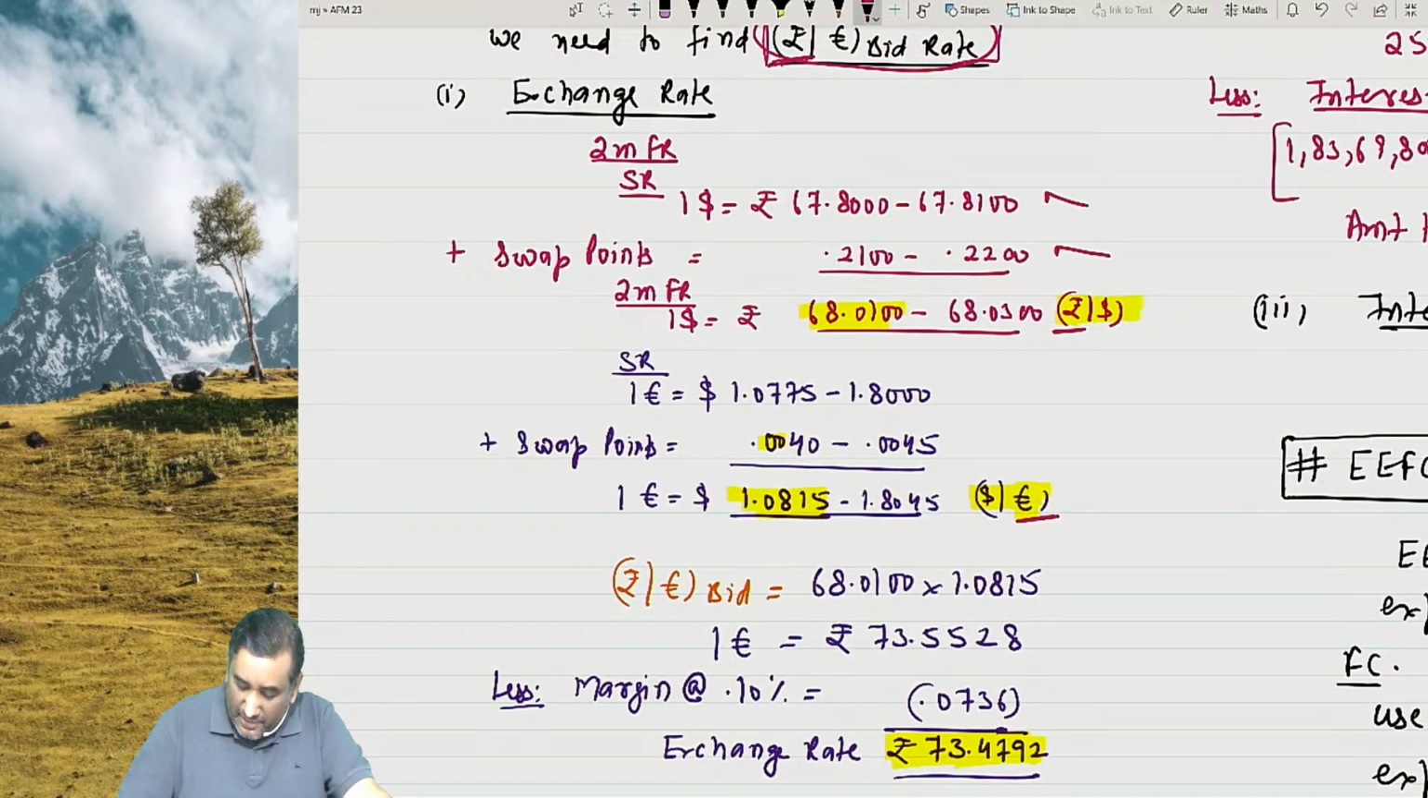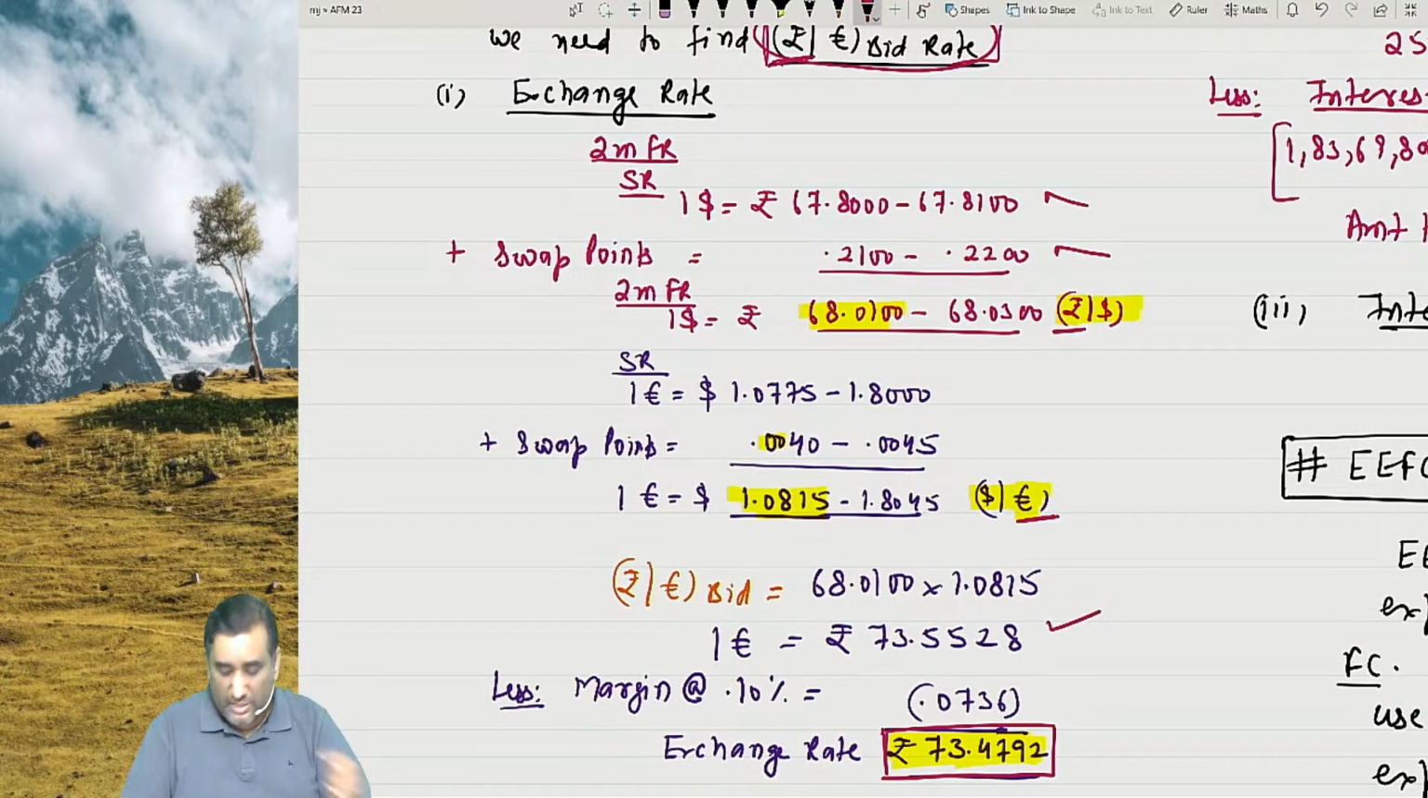When we multiply these two rates, we get this. Then adjust for margin, and this exchange rate will come. That's basically about the rate. Once you get that rate, then he asked what is the inflow, second part, and then the interest.